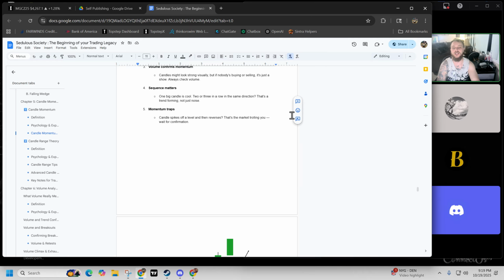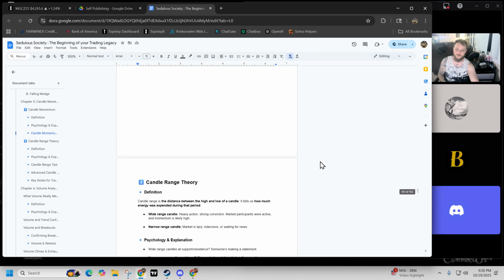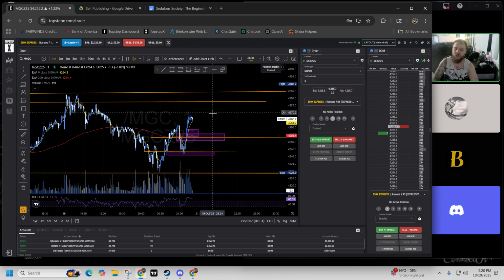Candle spikes off a level and then reverses. The market's trolling you. Wait for confirmation. When you see rejection, start waiting. Be patient. Be very patient. Right?